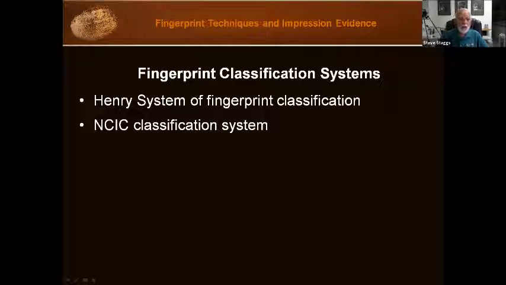Now, keep in mind, fingerprint classification is not the same as fingerprint identification. Classification uses class characteristics to group like fingerprints for the purpose of filing and retrieval. Many people will actually have the same fingerprint classification. On the other hand, fingerprint identification uses individual characteristics to individualize a print to a specific person.